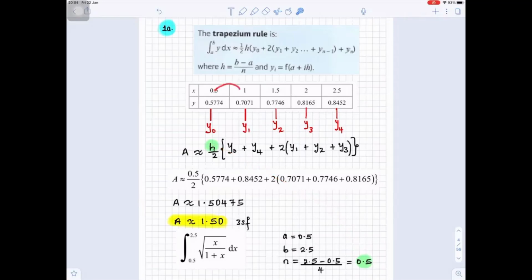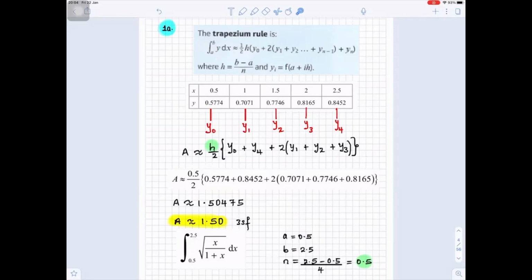1 minus 0.5 is 0.5. 1.5 minus 1 is 0.5. 2 minus 1.5 is 0.5. Or another way to get h is to look at the bottom there: a is 0.5, b is 2.5, and h is given by this formula. So 2.5 minus 0.5 over 4, which gives you 0.5.